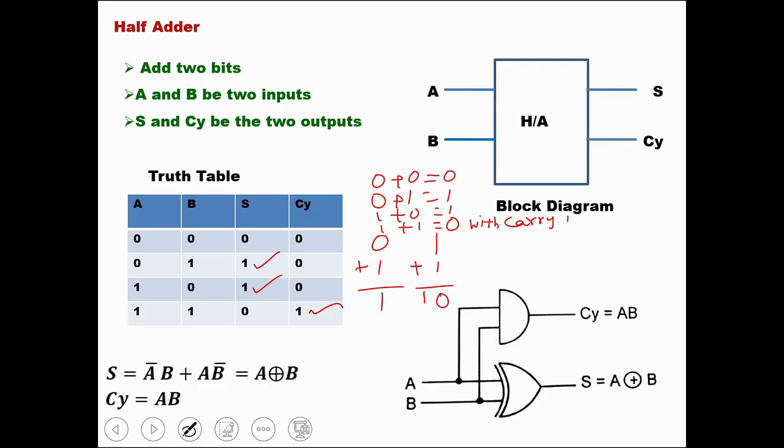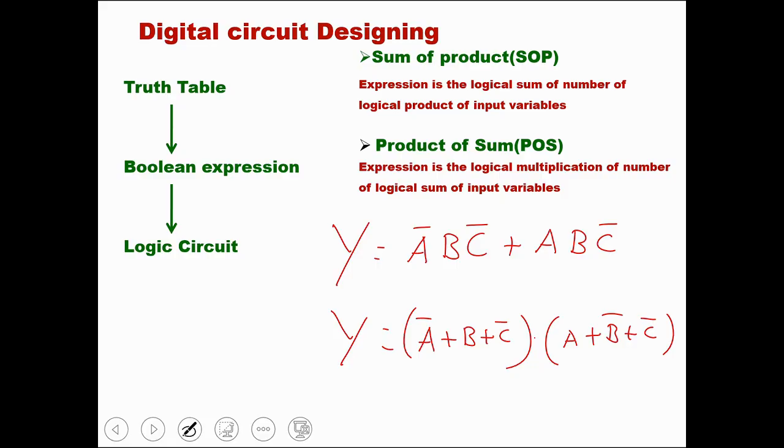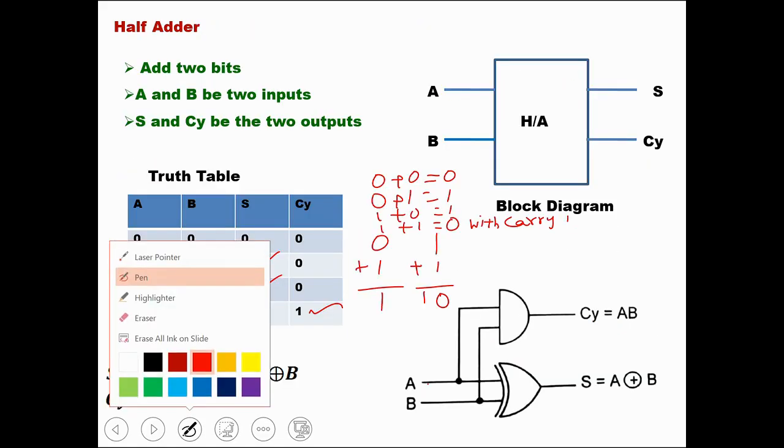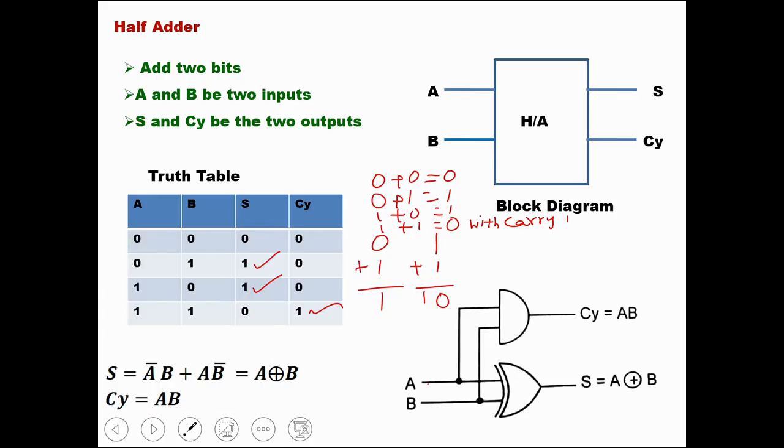So A and B are given to the inputs of an XOR gate. So that output is taken as S is equal to A XOR B, and to form a carry output, we have the same inputs given to an AND gate, and the output is taken as carry is equal to AB. So this is the logic circuit for a half adder.